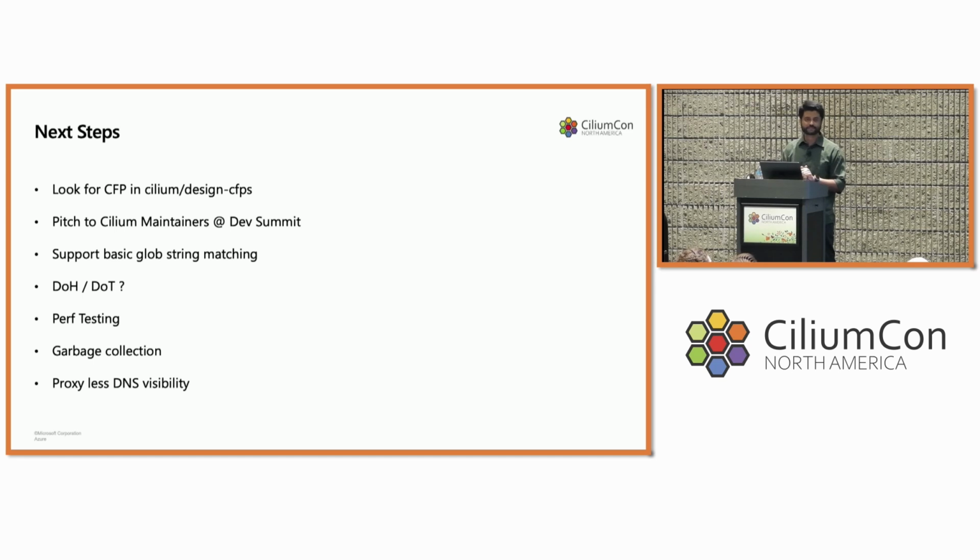So what are the next steps? Watch out for a CFP. This is still a prototype, but we'll publish a CFP to get some feedback from the rest of the maintainers. And we'll likely talk about this in the Cilium Dev Summit that is going to happen later today. We also want to try and implement basic glob string matching so that you can do something like *.something and get some performance numbers.